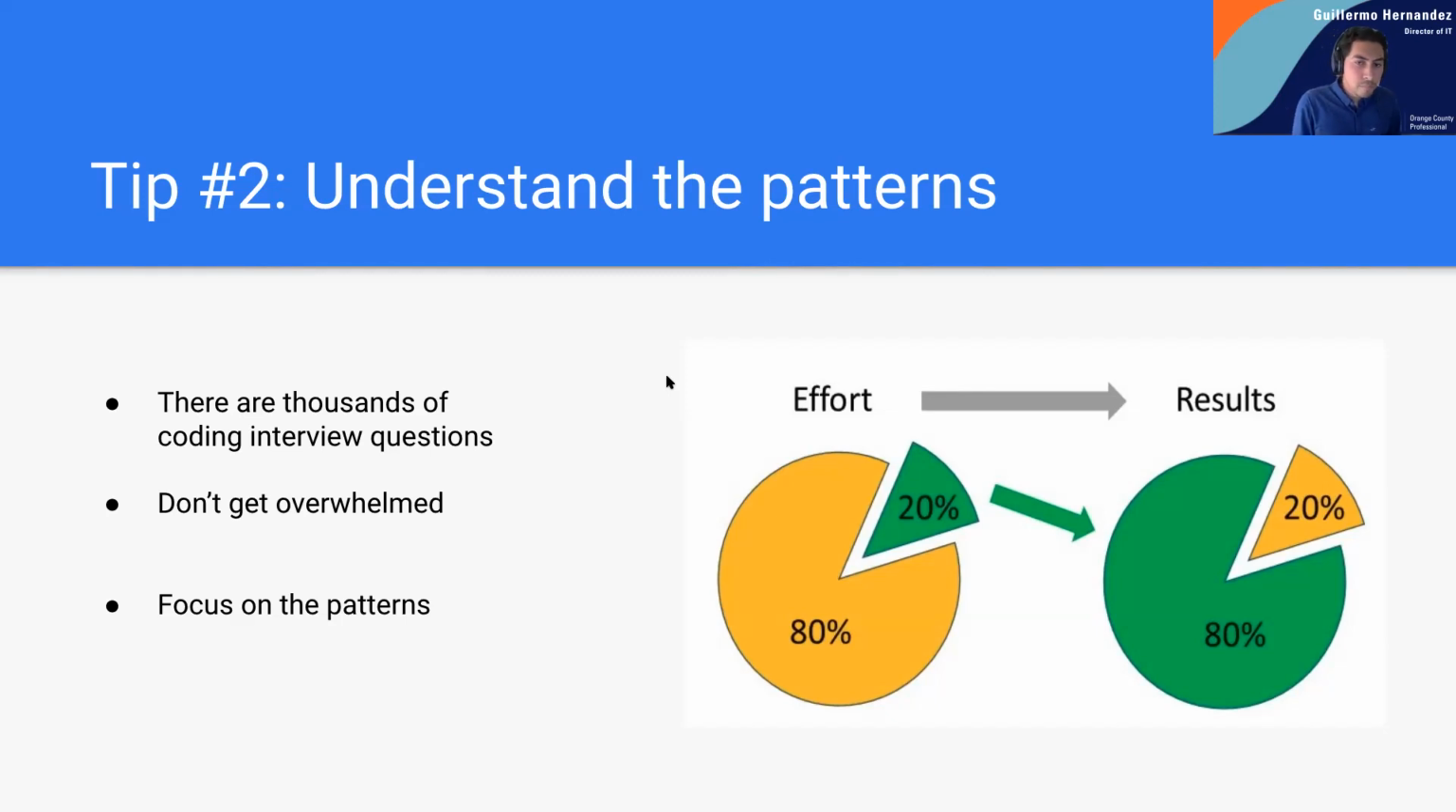And this graphic kind of sums it up for me. You want to have 20% of your effort lead to 80% of your results. You don't want to spend so much time solving a bunch of questions, but you don't really get a lot of benefit from it if you don't pick up patterns, if you don't pay attention to what data structures you can use or what algorithms you can use.